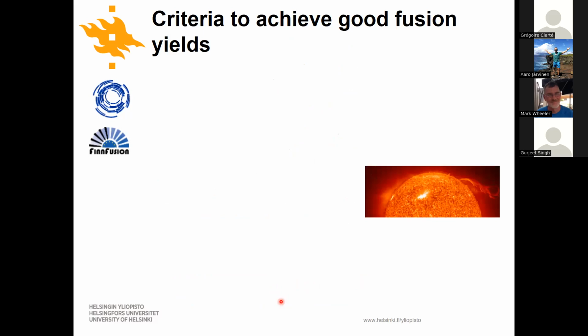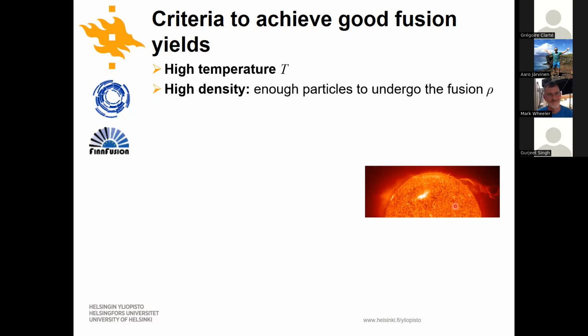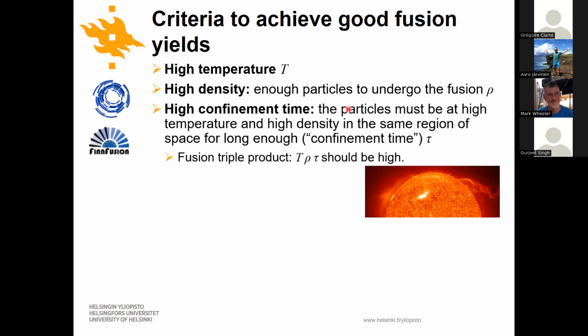But to look at it in a bit more detail, if you want to produce fusion efficiently, you need a high temperature, and the picture of the sun is here for a reason, because all the energy produced in the sun is made by fusion, and you probably know that the sun is rather hot. But then you also want a high density. Even if you have a high temperature, if you don't have enough nuclei, it's not very efficient. And the third criterion, which is not quite as obvious, is that you need lots of time, usually called confinement time. That is, the high temperature and the high density should be in the same region of space at the same time, and the time during which this occurs is called the confinement time. This leads to the simple criterion for fusion: the product of temperature times density times confinement time should be high.